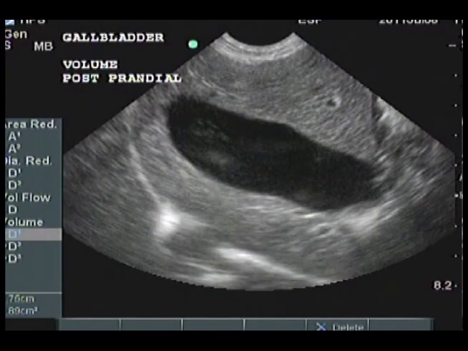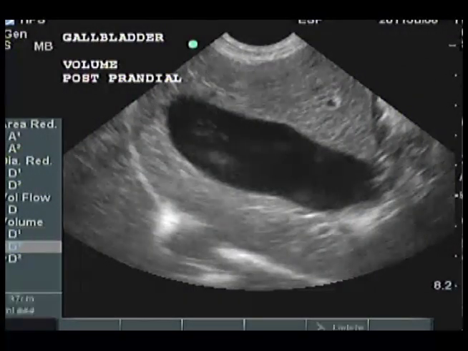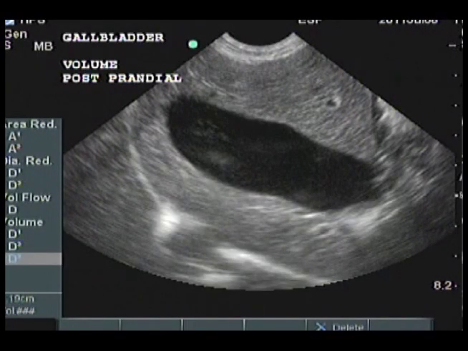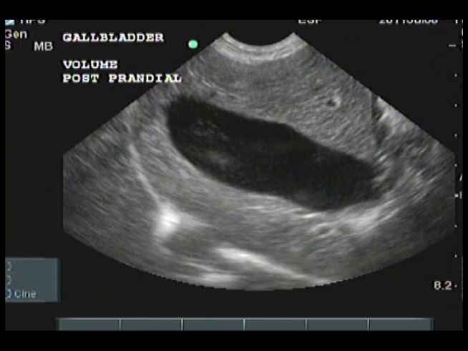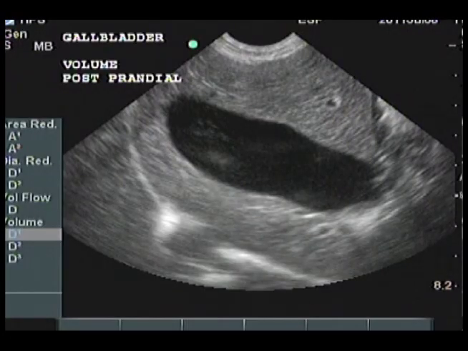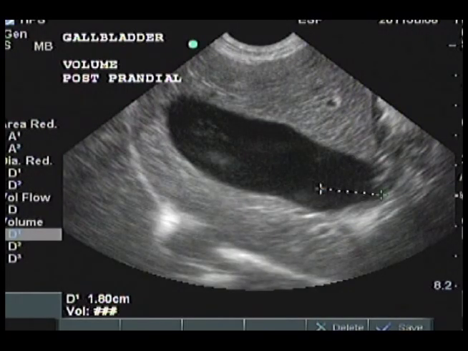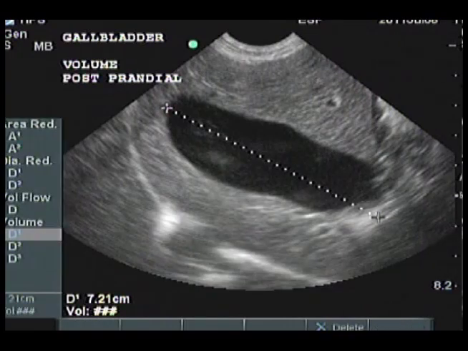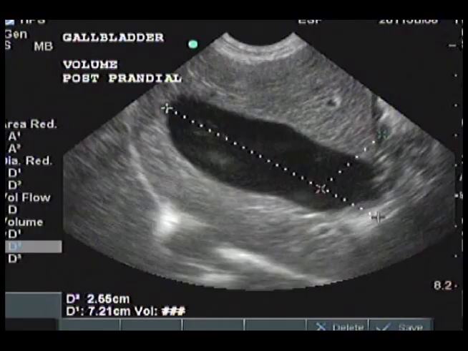I do not routinely measure the gallbladder volume. I only measure it if the gallbladder looks overfilled to me. Most ultrasound machines will make volume measurements. In the sagittal or long-axis view, measure the gallbladder length from cranial to caudal, and the height from ventral to dorsal.